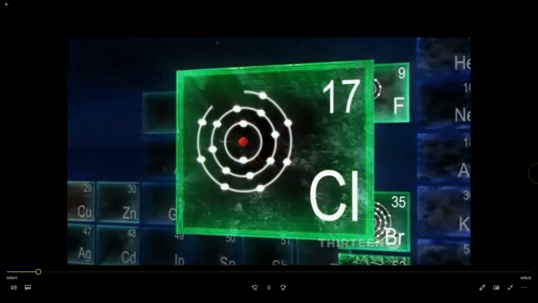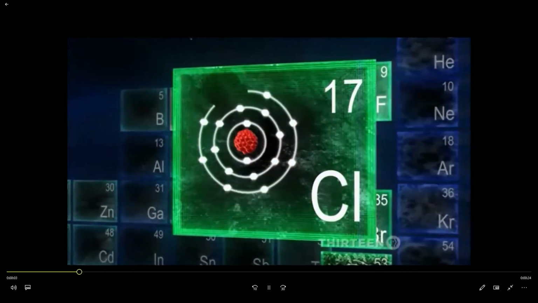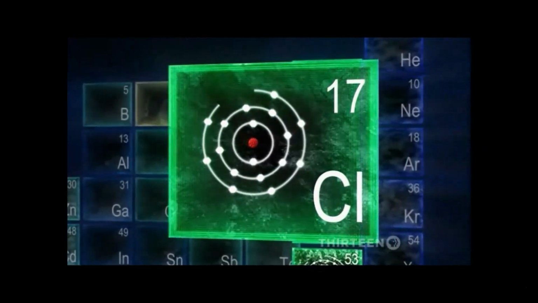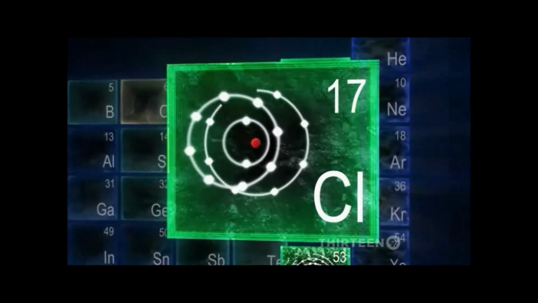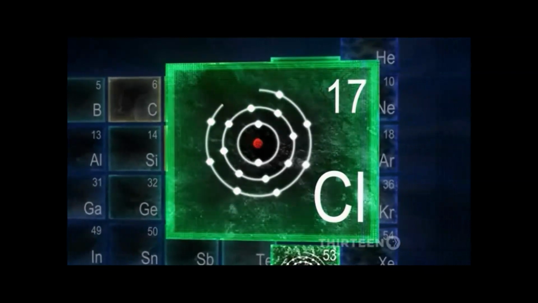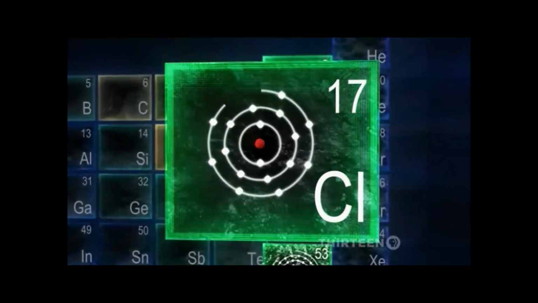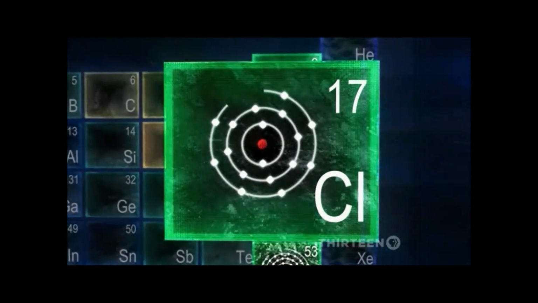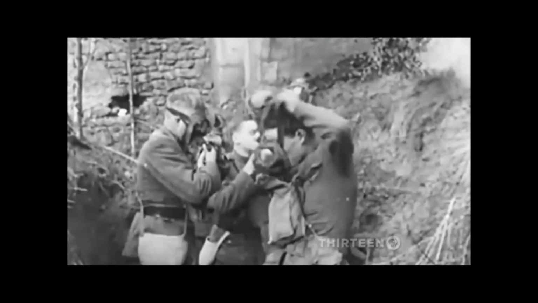Chlorine. 17 protons surrounded by 17 electrons, arranged in 3 shells of 2, 8, and 7, one short of being full. It's that extra electron chlorine will get any way it can, sometimes with violent results. That's why chlorine gas was used as a deadly poison in World War I.